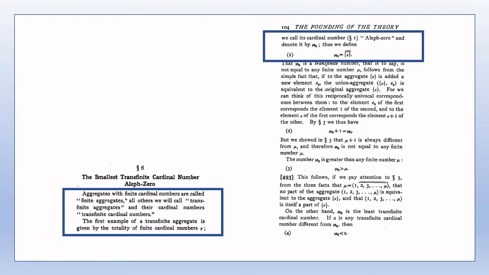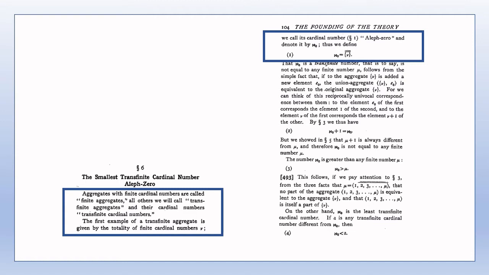The totality of finite cardinal numbers, nu, is given as a first example of a transfinite aggregate. We must be careful at this stage not to jump to any hasty conclusions that transfinite aggregates must be bigger than finite aggregates, or that transfinite cardinal numbers must be greater than finite cardinal numbers, though of course this will turn out to be the case. We haven't actually shown this yet.